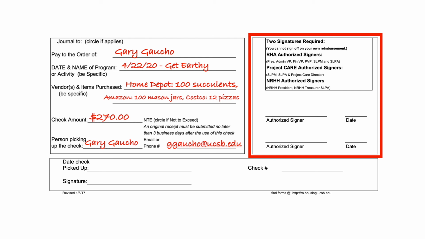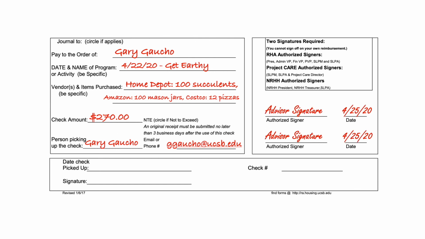We're almost done. Now we just need 2 signatures from authorized signers. For RHA, our authorized signers are the RHA President, Admin VP, Finance VP, Programming VP, or any of the RHA advisors. Remember, even if you are an authorized signer, you cannot sign your own reimbursement. Now that we have 2 authorized signatures, we are all done filling out the form.